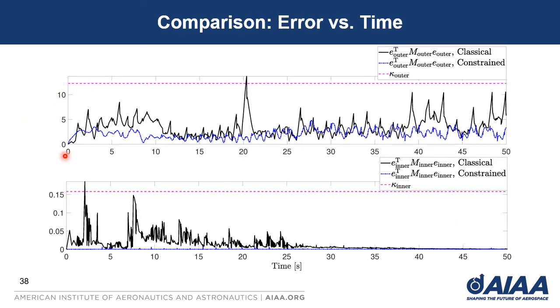Here we show the weighted error in the outer loop versus time, and in the bottom we show the weighted error in the inner loop versus time. Clearly, classical MRAC violates the constraint represented by the pink line in both cases, whereas the constrained version does not.